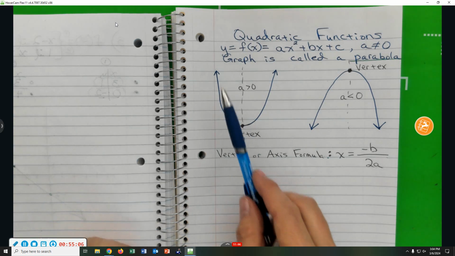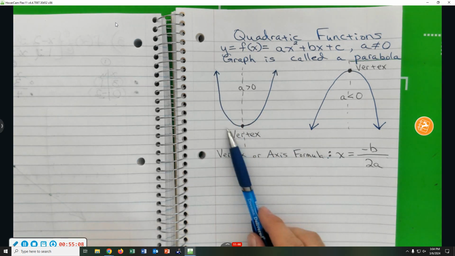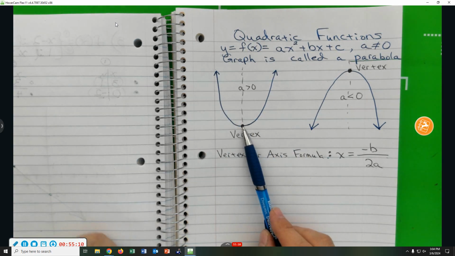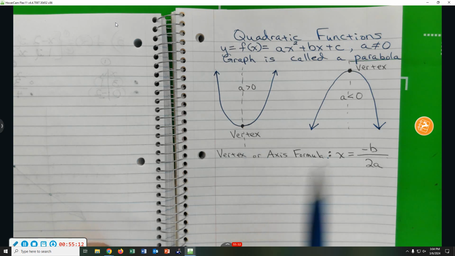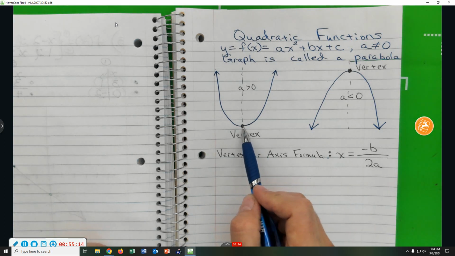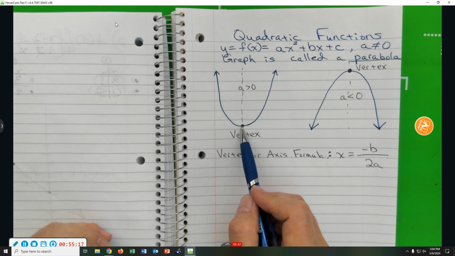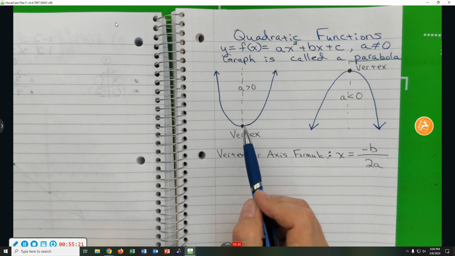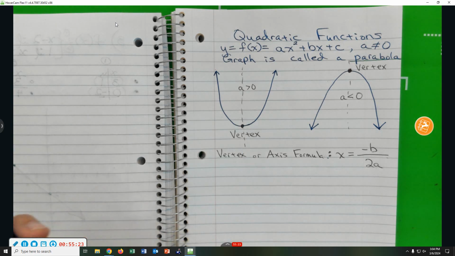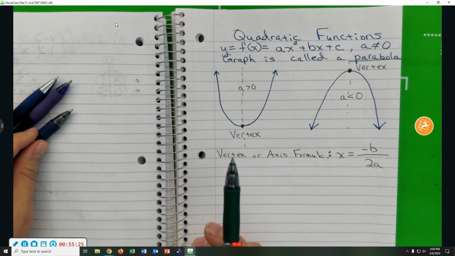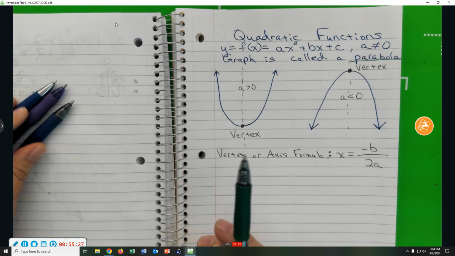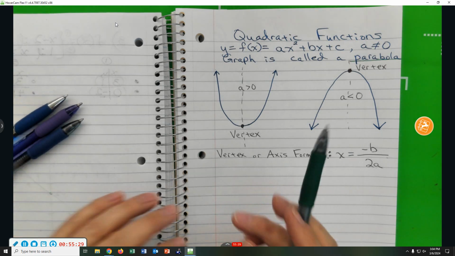When a parabola is opening upward, the vertex is the lowest spot on the graph. That means the vertex is the lowest y value. The minimum y value occurs at the vertex. They're going to be asking you, where's the maximum y value and the minimum y value when you're working with some of the word problems in this assignment.